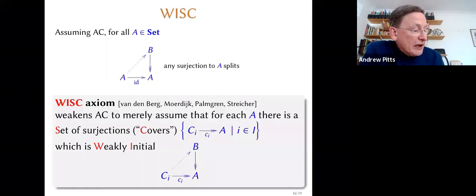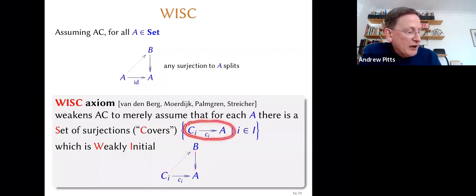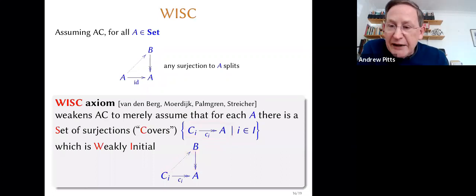So the axiom whisk is like that, but whisk, by the way, stands for weakly initial set of covers. So instead of assuming that we've just got this one thing, we'll assume, given the set A, that there's an indexed family of surjections, so that if you've got any surjection to A, then you can find one of the things in the family through which you can factor the given thing. So in other words, this family is weakly initial. It's a weakly initial family of surjections to A. Any surjection to A, you can get from some member of the family to it.